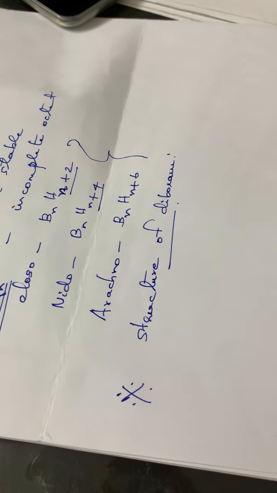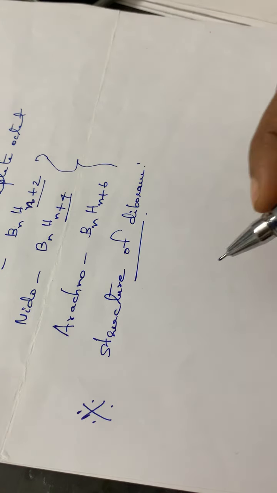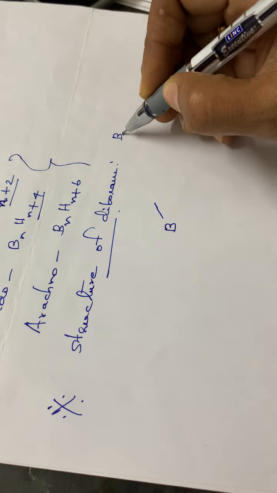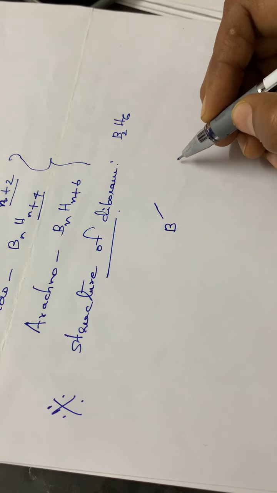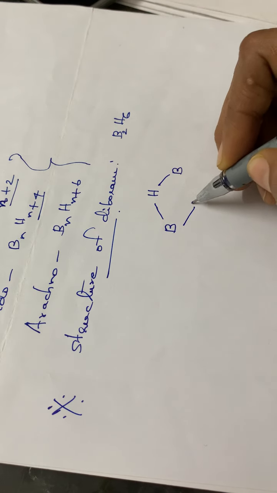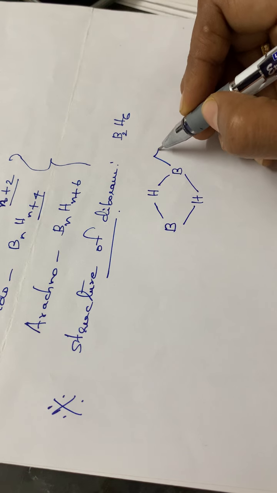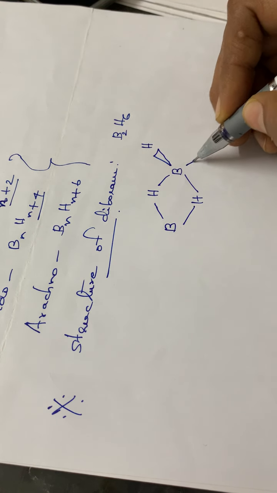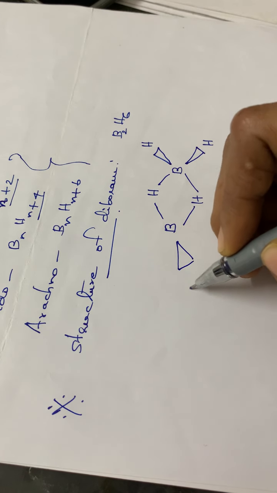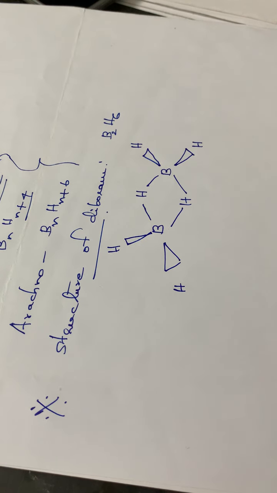Regarding the structure, normally this structure was derived from electron diffraction studies, and the structure will be like this. Diborane is B2H6. So the structure will be like this: 2 boron atoms joined together by 2 hydrogen atoms. That means these 2 are the bridging hydrogen atoms. Then the remaining 4 hydrogen atoms lie in a different plane with respect to the other 2 hydrogen atoms. Okay, so this is the structure of diborane.